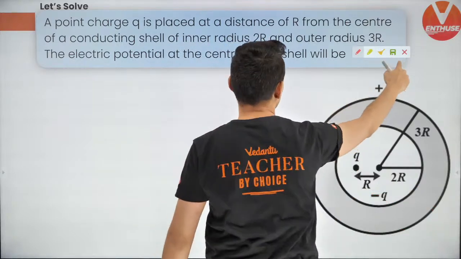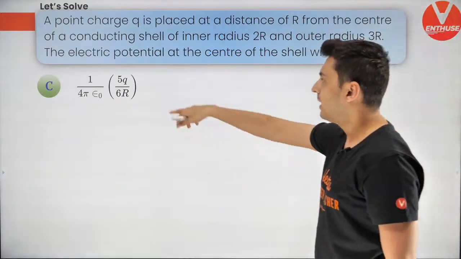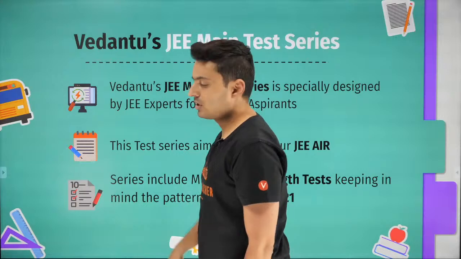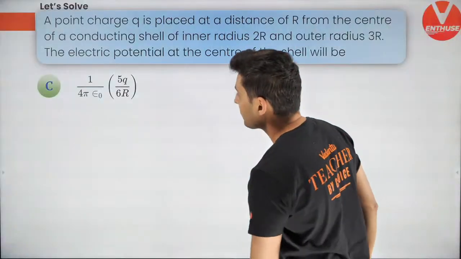So that's the answer. That's how you do it, and you can see that it is 5 by 6 q by r into 1 upon 4 pi epsilon naught. Yes, that's what you can see.